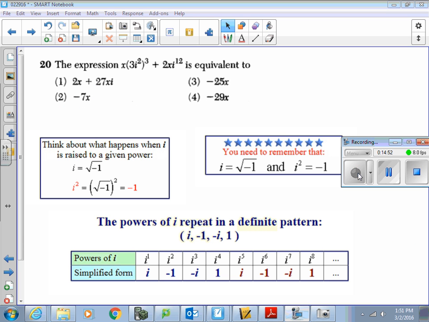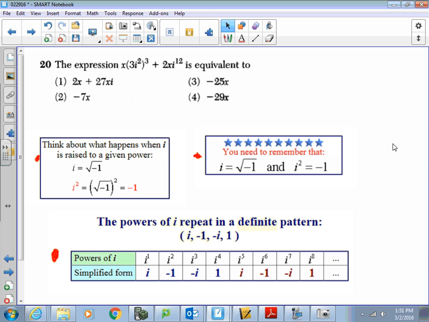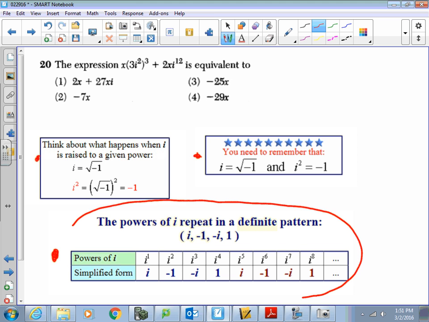All right, here's the last one, number 20. I want you to write down this chart right here, and these other examples. We're going to need it for this problem. So take a second to write those down and pause it. This chart's going to be very helpful to remember.